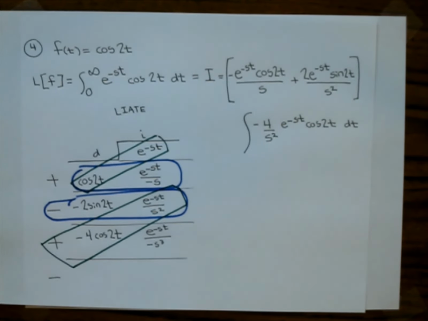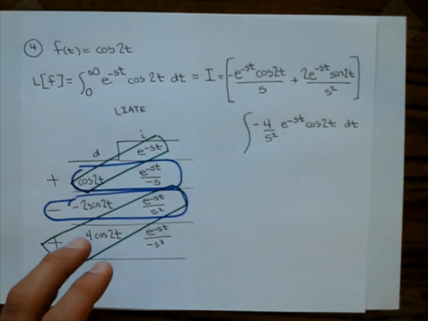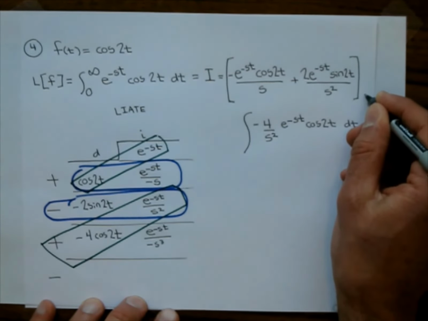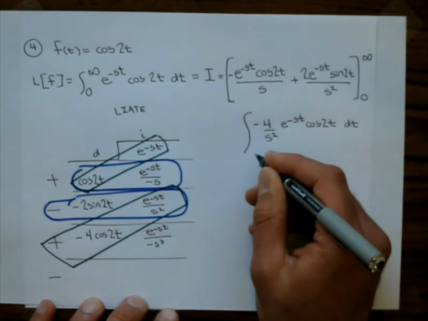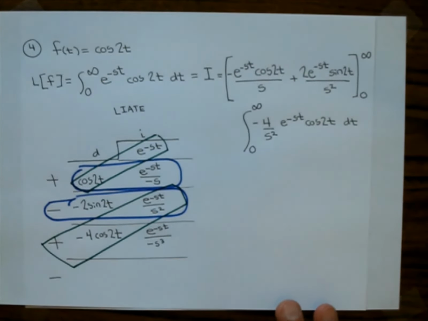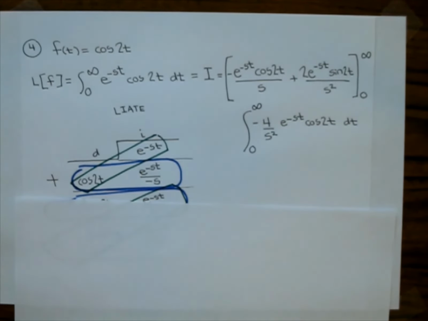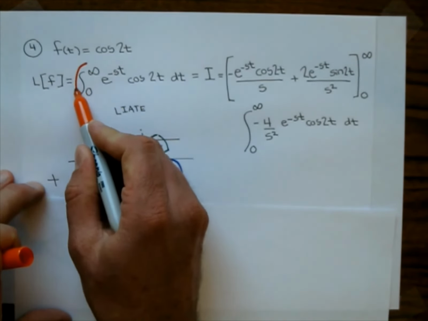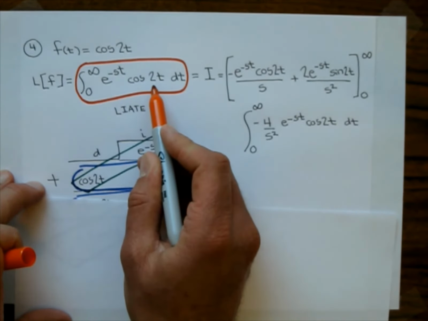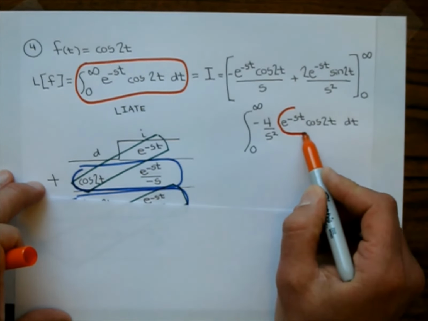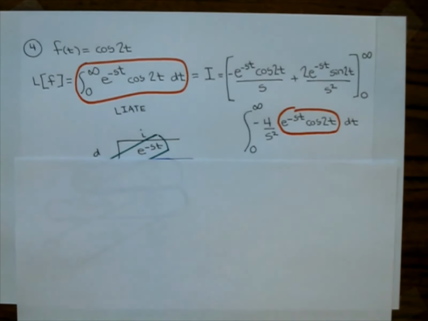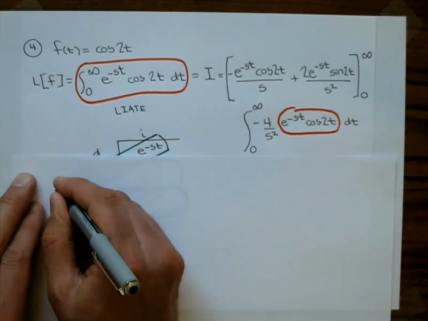Okay, so I think what I'm going to need is another piece of paper here. Now, I've just turned off the machine, and also these guys have to be evaluated from 0 to infinity, and then this integral becomes 0 to infinity. Wow, so let's take a look at what I have here. This was my original integral right there, and I'm integrating e to the negative st cosine 2t, and look what I have right here: e to the negative st cosine 2t. So let's go ahead and write this. I call this integral I.